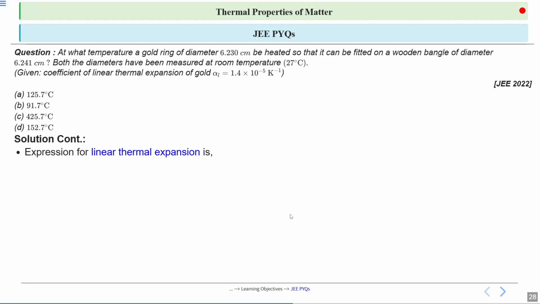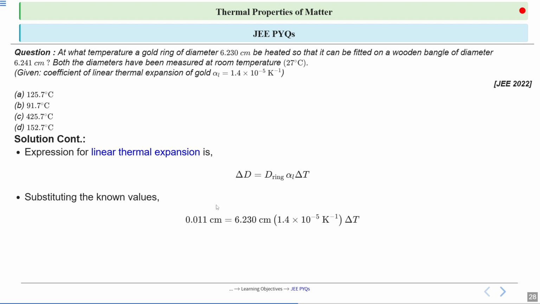The expression for linear thermal expansion is delta D equal to the diameter of the ring into alpha L into delta T. Substituting the known values in this expression, you get 0.011 centimeter equal to 6.230 centimeter into 1.4 into 10 raised to the power minus 5 per Kelvin into delta T. So using this expression, we will find the value of delta T.